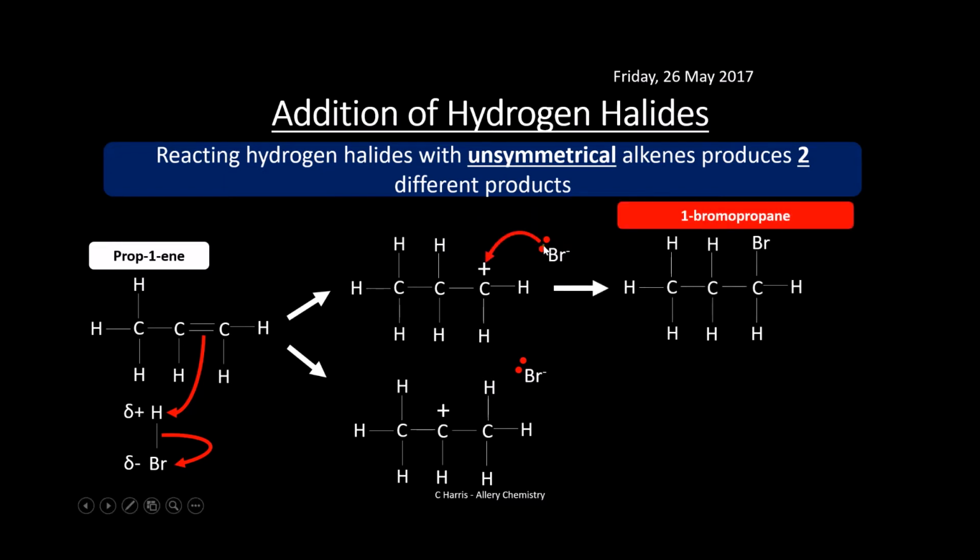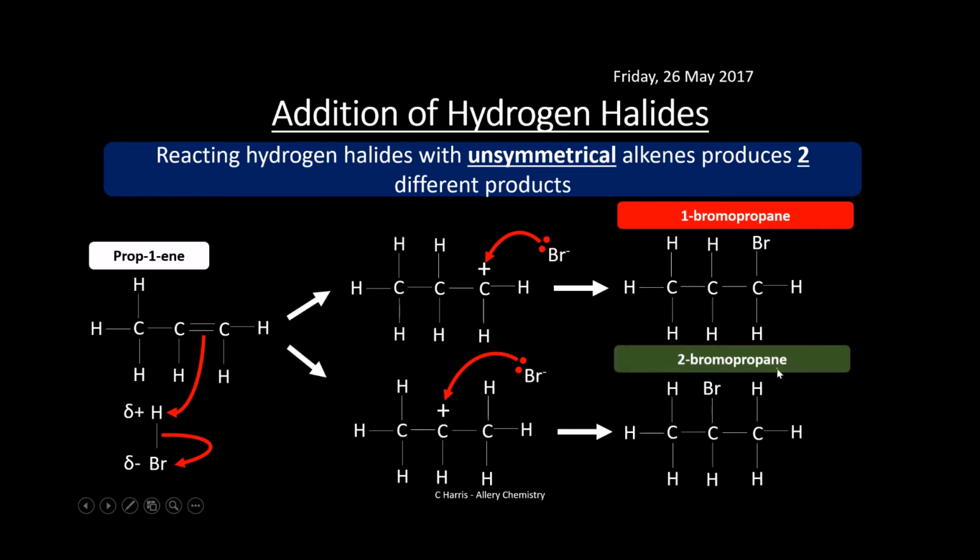You can see here that if we add it onto here, we form 1-bromopropane. Obviously we get this product here. And then if we add it onto the second carbon, we get 2-bromopropane. So you can see here that we get two different products being produced from this mechanism. As long as you can show that with unsymmetrical alkenes, you get two different products, that's the main thing.